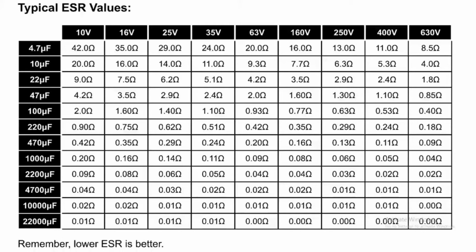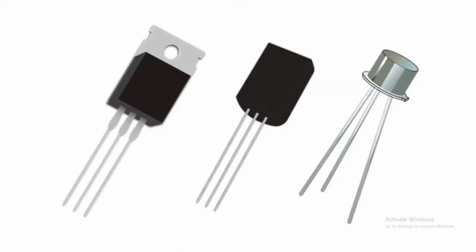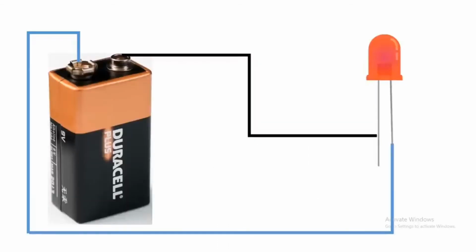I hope you understood. What is a transistor? Why are we using the transistor in circuits? What is the function or working of the transistor? So friends, see here. There are different types and different shapes of transistor. So now the question is: why are we using the transistor in our circuit board? I will give you a simple example here.